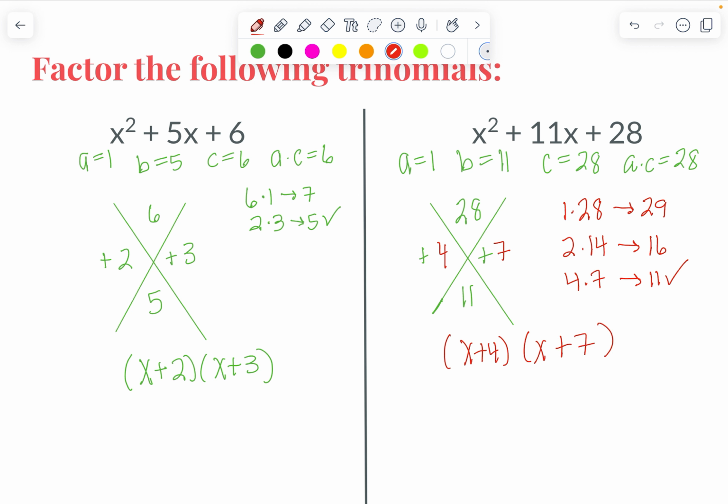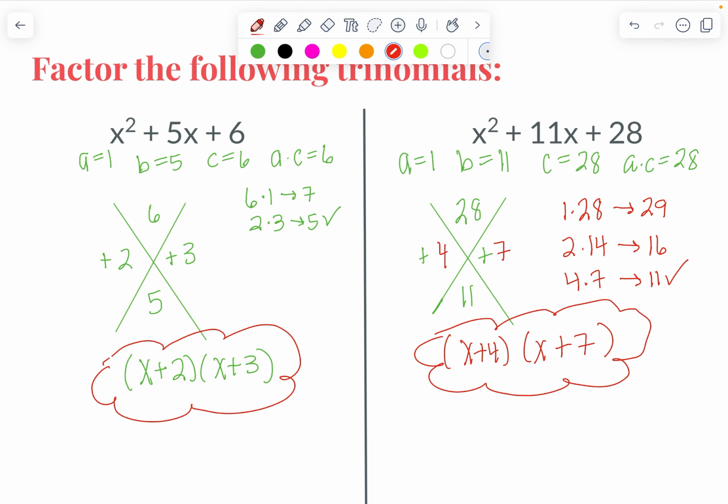What you do in the X or the factor diamond is not your final answer, it is what helps you to get your final answer. You have to write your final answer as two factors.